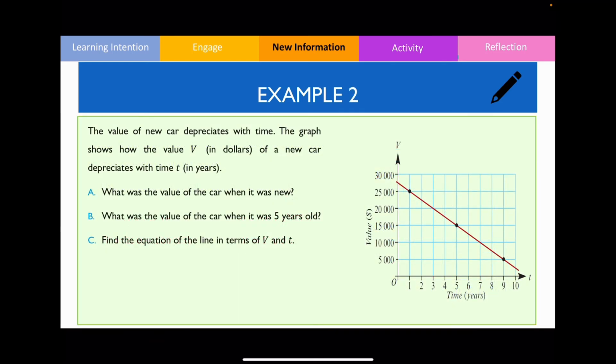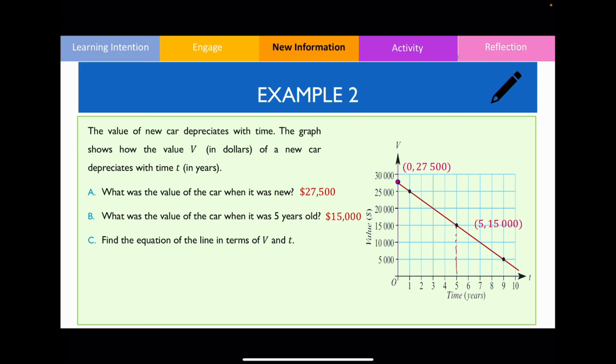Let's now look at the very last example. In this example, the context is a car depreciating in value over time. Part A wants us to find out the initial value of the car when it was new. So again, all we need to do is read off the graph for an interpretation question. We can see that the value of the car is $27,500. For part B, it's asking what the value of the car was when it was 5 years old. So again, reading off the graph, the value of the car is $15,000.